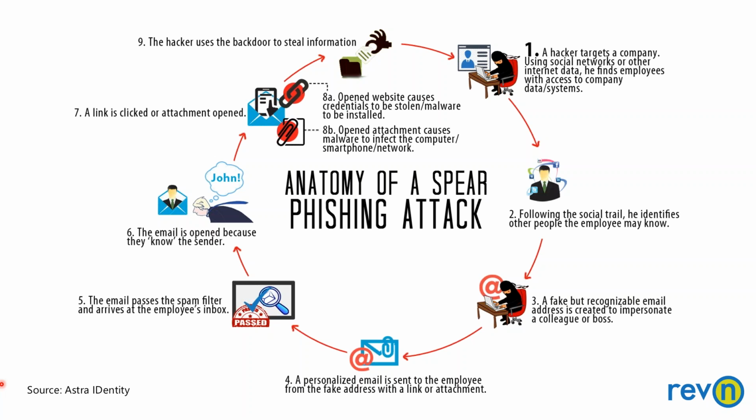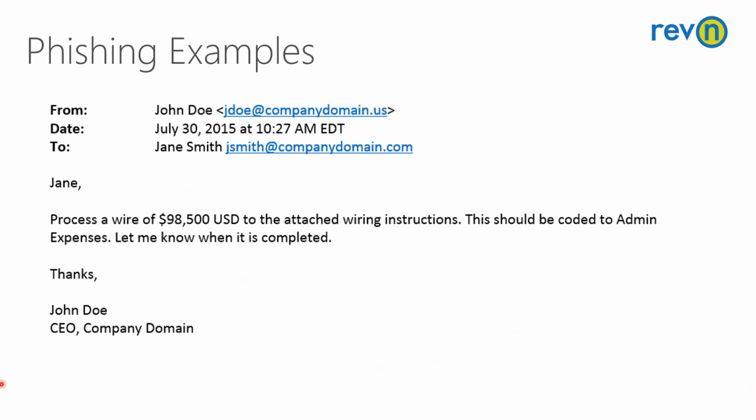Leading into some actual examples, or crafted examples. In this example, they're asking for a wire transfer to be done. If you take a look at the email addresses, notice the jdoe@companydomain.us, sending it to this J Smith. The actual domain is companydomain.com. They have gone and registered this .us domain that was available and sent the email.